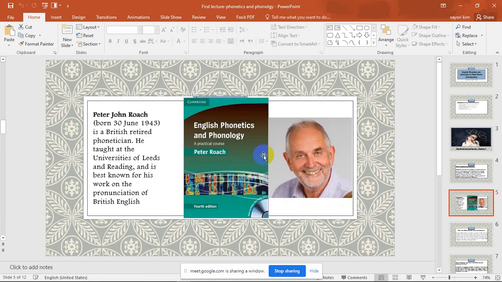Peter Roach, who is the author of this book, which is English Phonetics and Phonology, a practical course. This book, actually, is a self-study. You can study it by yourself if you'd like to develop your language or your pronouncing system as well. So Peter Roach was born 30 June 1943. He is British, and also he is specialized in a British accent.